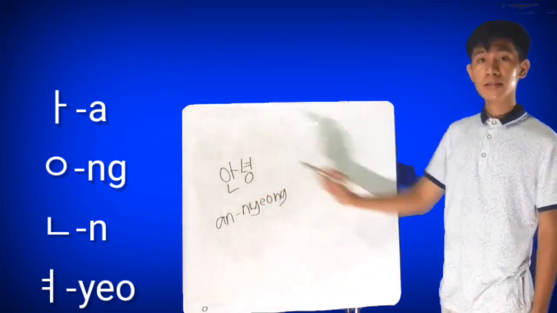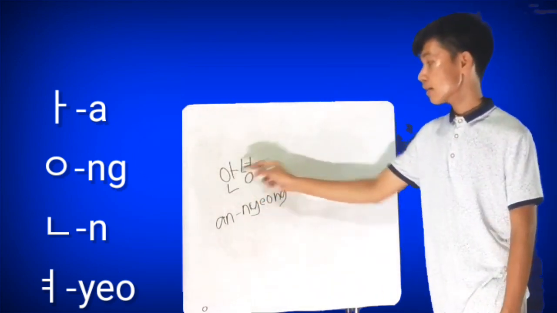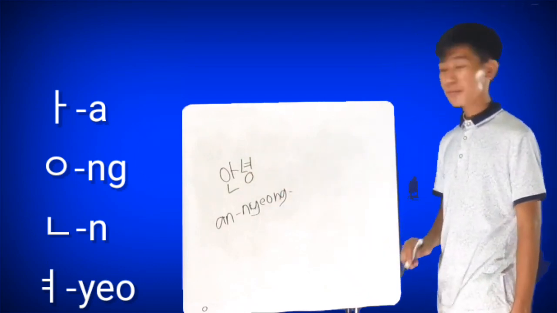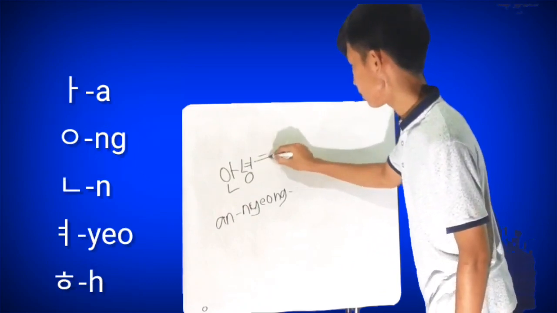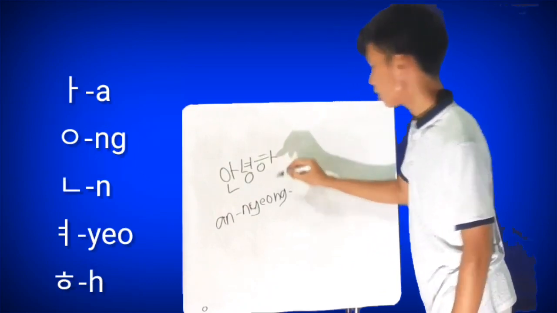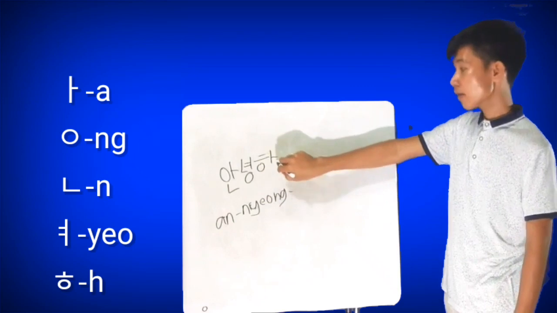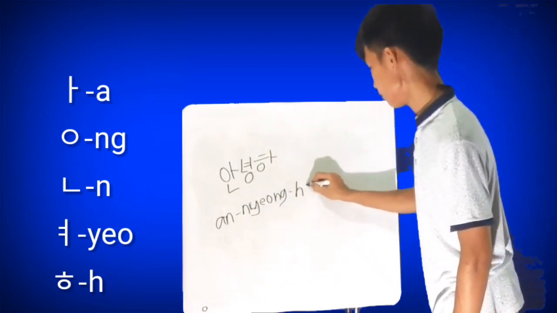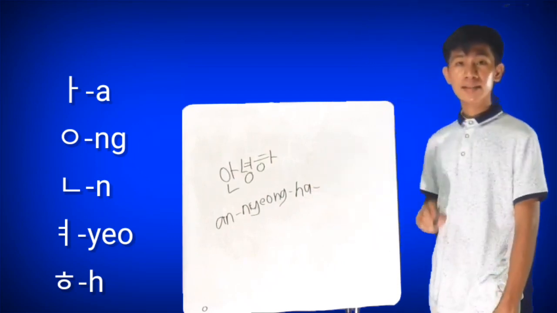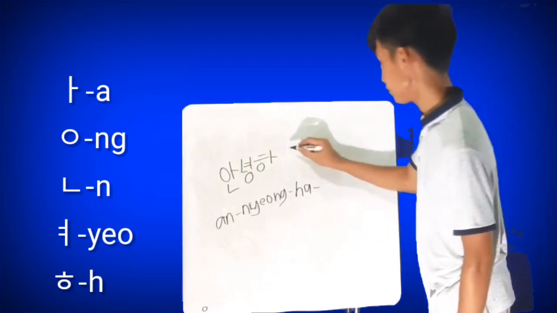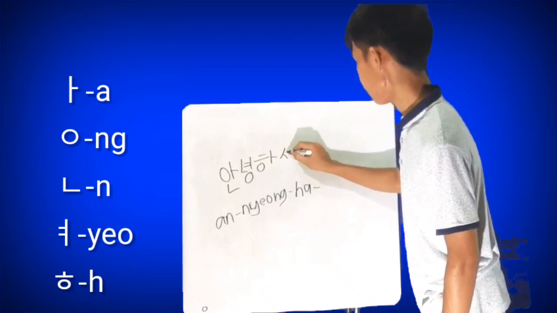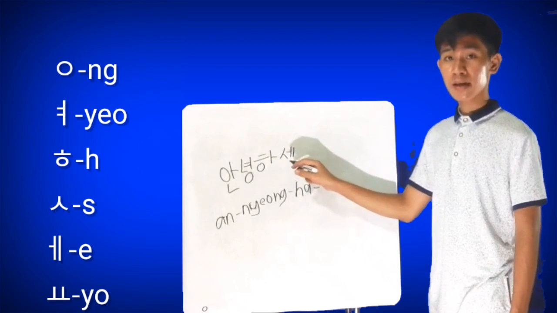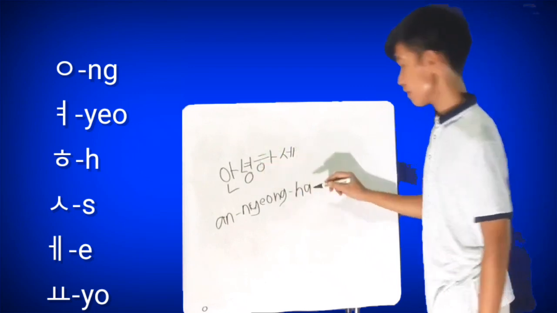Zero consonant is placed at the third position, anyo. Now, let's add another syllable. Consonant H and vowel A. Anyong ha. Then, let's add another syllable. Siot and E. Anyong hase.